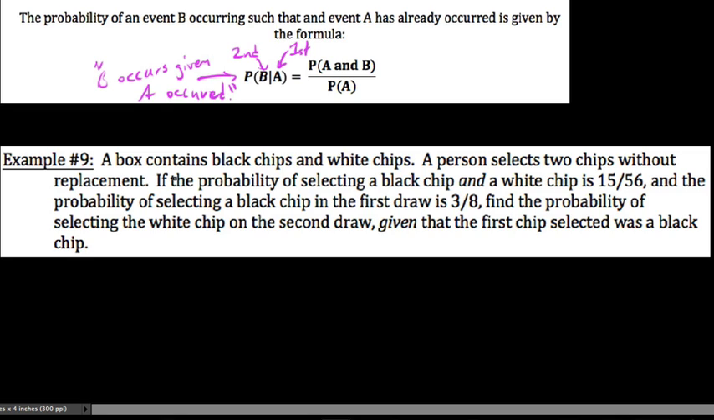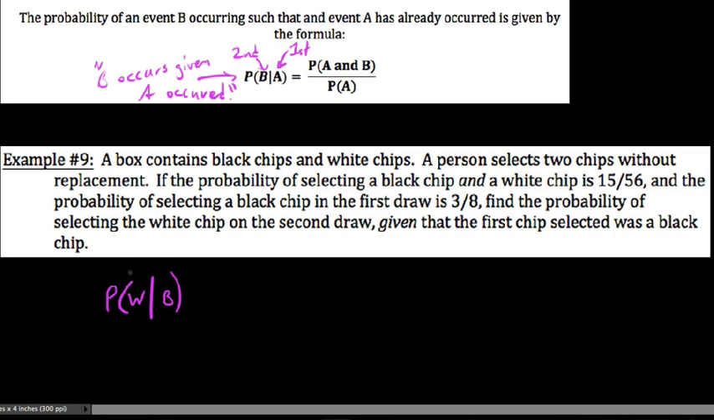The interesting thing here is we've got this formula up here, and I'm going to be using it in this video. But let's take into consideration the last sentence, because it typically shows us what we want to find. Find the probability of selecting a white chip on the second draw, given the first chip selected was a black chip. So we find the probability of white on the second draw, given that the first draw was a black.